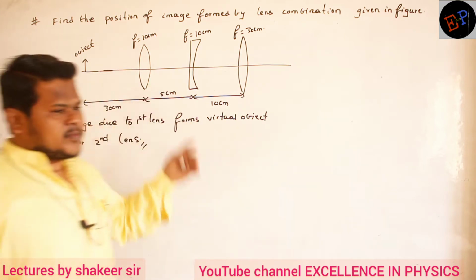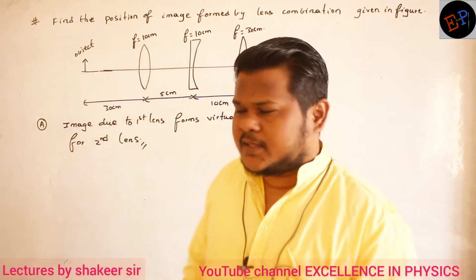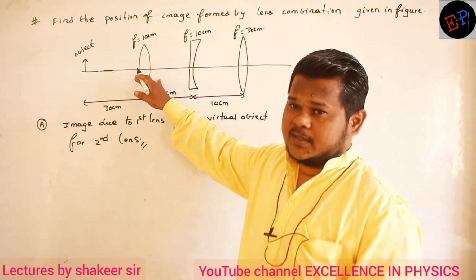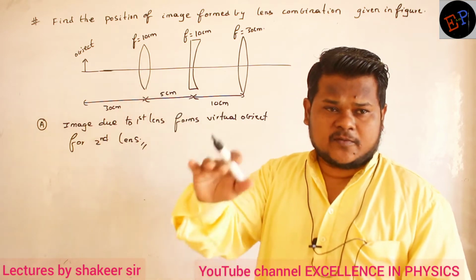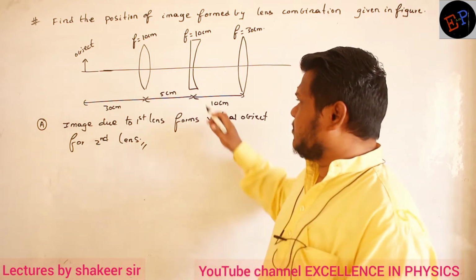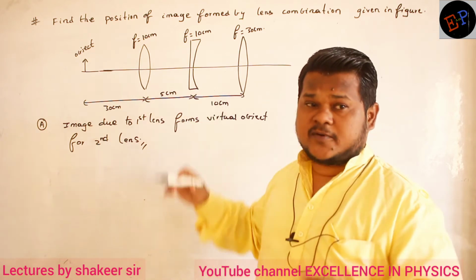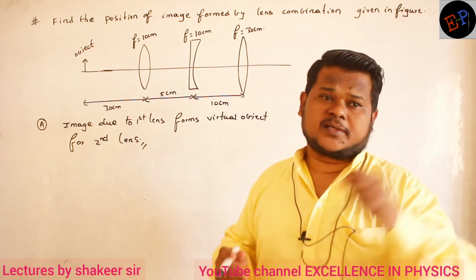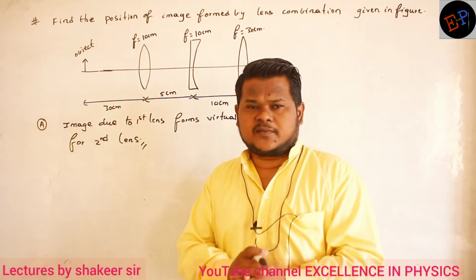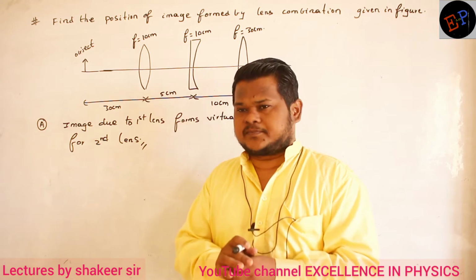If you are taking a combination of lenses, then what is the condition? We should always remember the image which is formed due to the first lens will serve as the virtual object for the second lens. And the image which is created because of the second lens again forms the virtual object for the third lens. So like this, by taking the positions of the images, we can calculate the position of the final image. Are you able to understand?